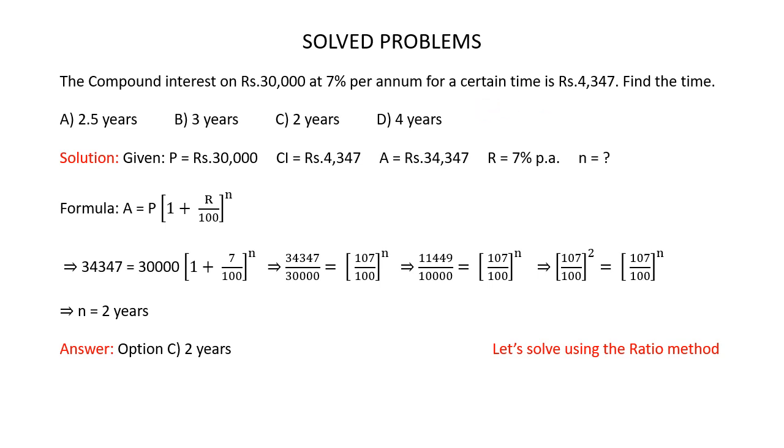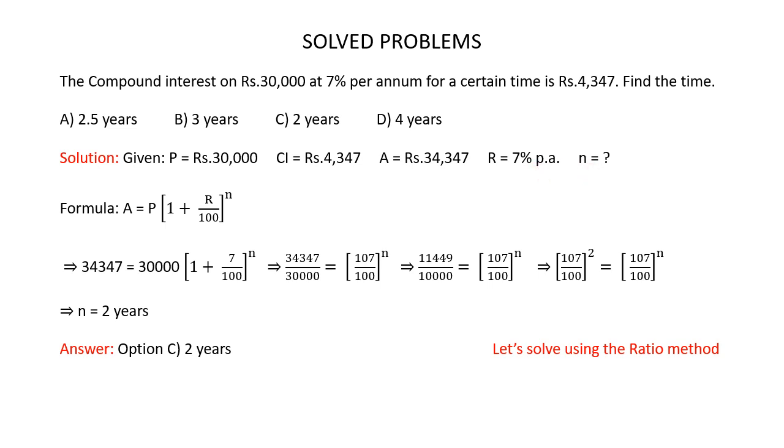So here it's given that principal is rupees 30,000. Compound interest for a certain time is rupees 4,347 and we have to find the time. Now we know that amount is equal to principal plus compound interest. So the amount here would be 30,000 plus 4,347, which is nothing but rupees 34,347. Rate of interest is given as 7% per annum and we are asked to find the time.